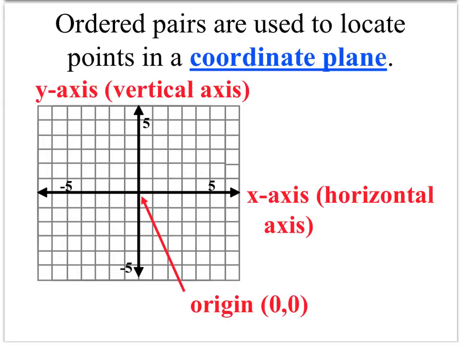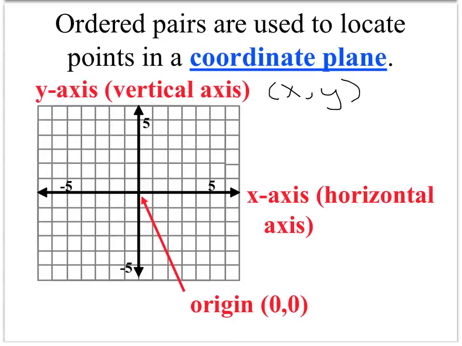Before we get started with discussing functions, let's do a quick review of what ordered pairs are. An ordered pair is just your pair of x and y coordinates, and you use them to locate points in the coordinate plane. Remember that an ordered pair has an x-coordinate and a y-coordinate.